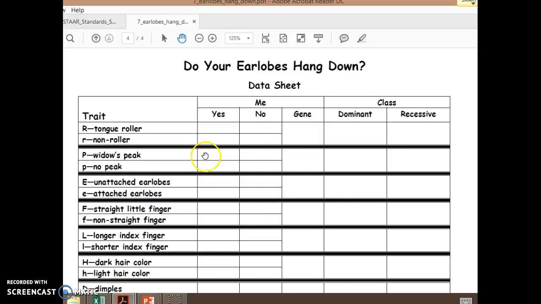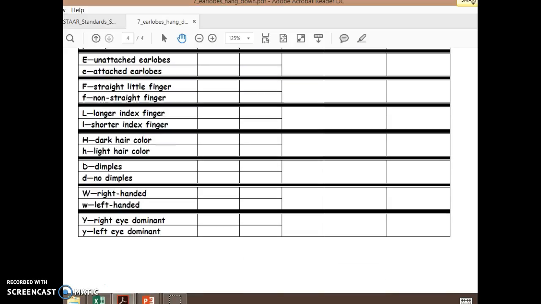One more example. If you have a widow's peak, you're dominant, so you're going to write a big P under gene. If you're recessive, you're going to check no, and you're going to write 2 little p's, because that means you got a recessive trait from mom and a recessive trait from dad, therefore you are recessive. If you're dominant, then the dominant trait would have covered up the recessive trait, and the dominant trait would have shown.